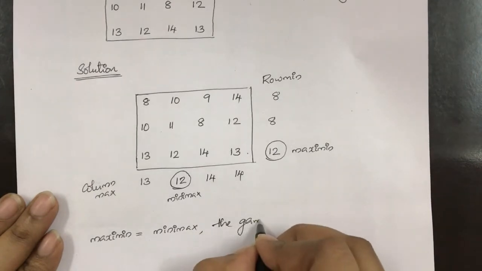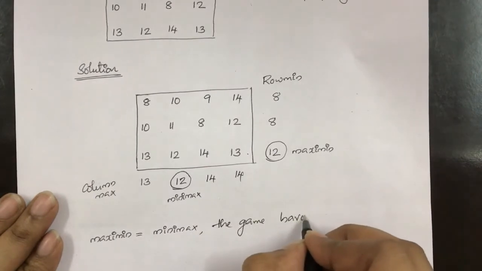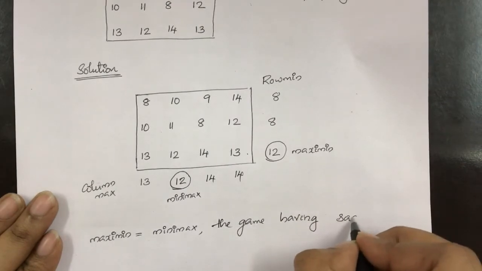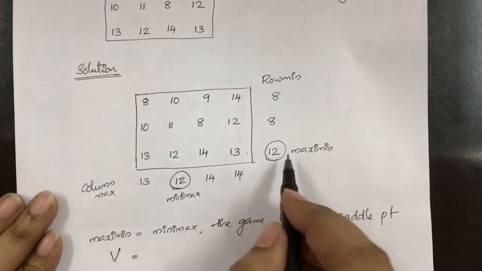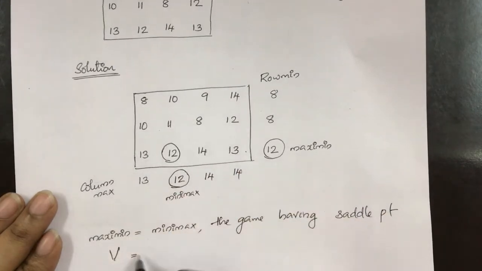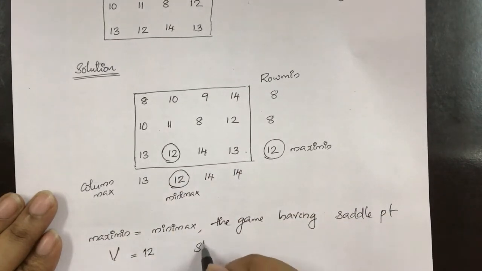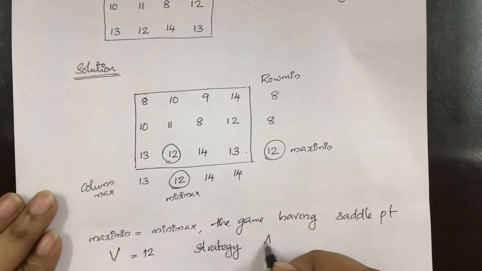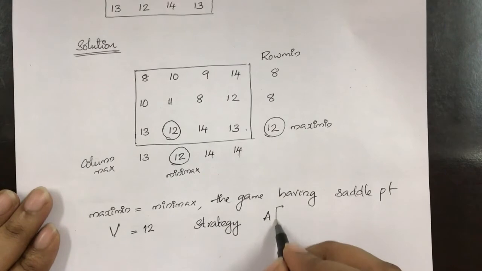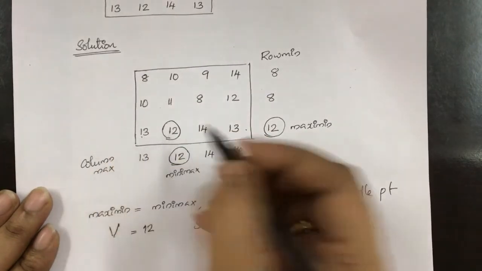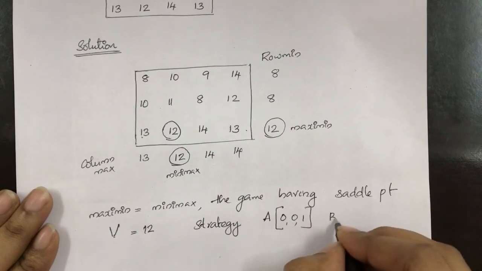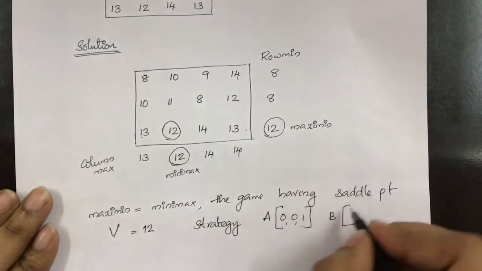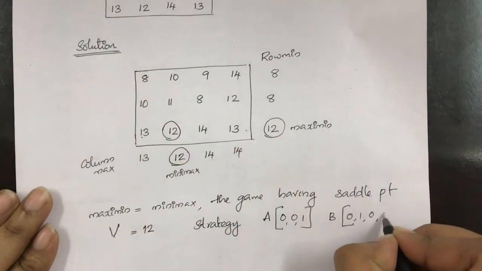The game has a saddle point and the value of the game is 12. Strategy: A has strategy 3, that is 0, 0, 1, and the strategy of B uses the second, 0, 1, 0, 0.